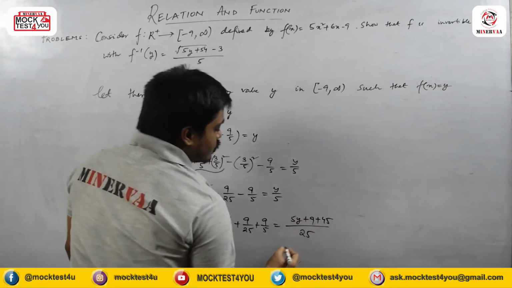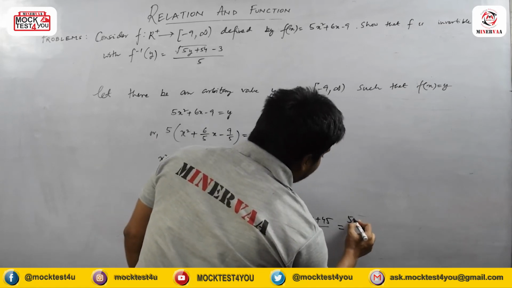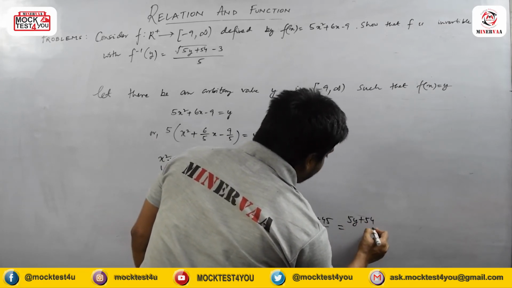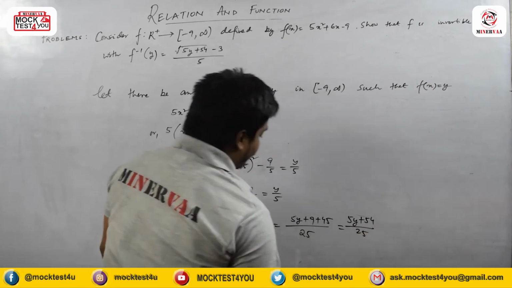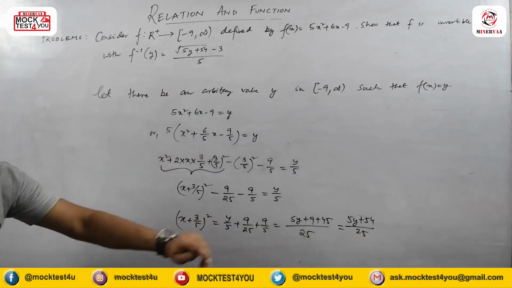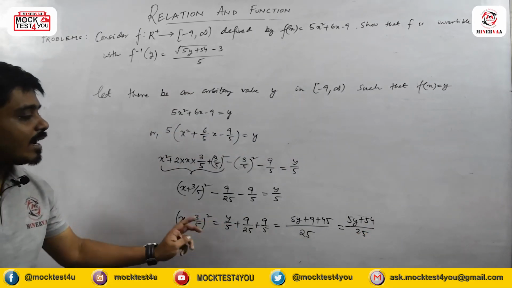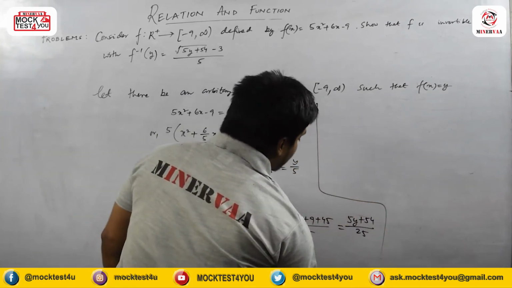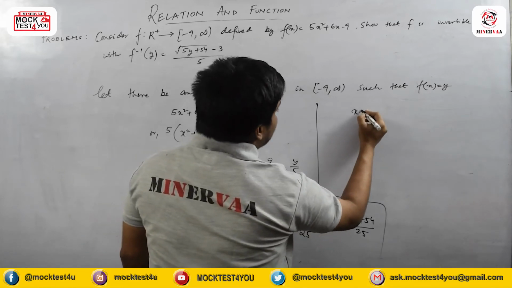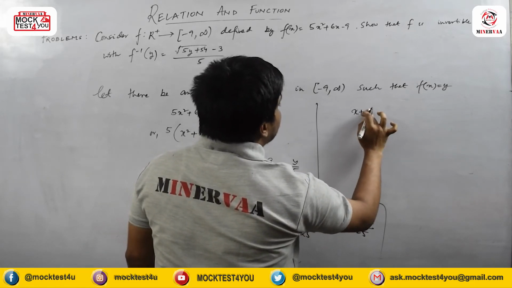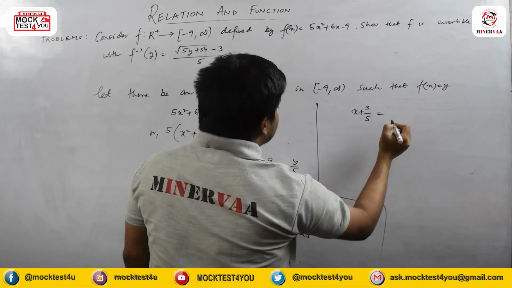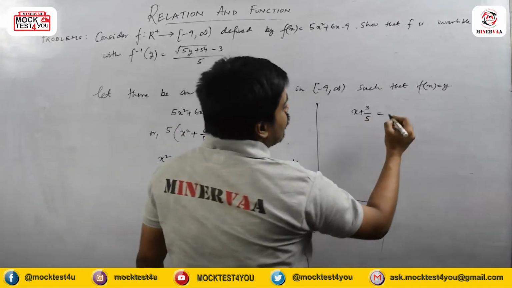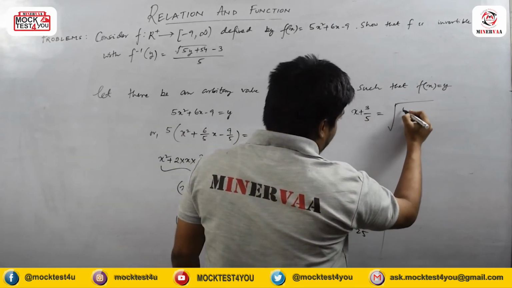So we basically get that one as 5y plus 54 divided by 25. So (x plus 3 by 5) whole square is that thing. Now the whole square, I will take it to that side and it will become a square root. So I get x plus 3 by 5 is equal to root over of 5y plus 54 divided by 25.